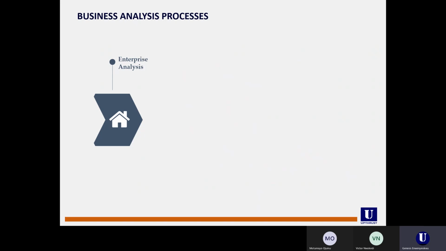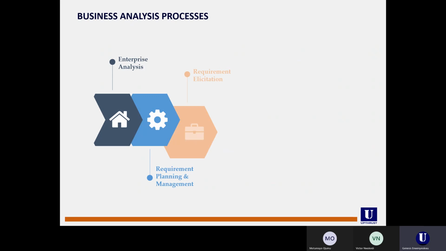Most times, not all projects start with enterprise analysis, but for a typical project, you need to start with enterprise analysis. And then we have requirement planning and management. After you've analyzed the enterprise, then you need to plan your requirements. This is where your requirement planning and monitoring comes in. You plan your requirements. You also plan how you're going to manage the requirements all throughout the course of the project. And then the next, we have your requirement elicitation.